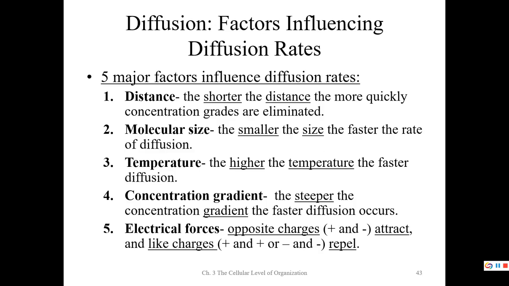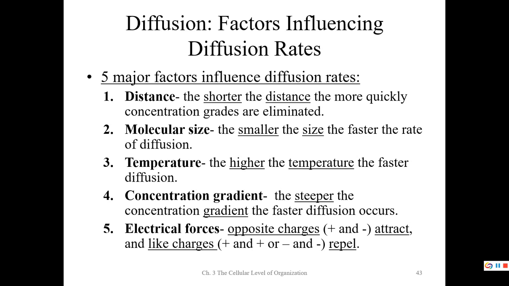Now, the diffusion we'll talk about is affected by a variety of factors that can influence how fast it goes. Distance is a very important one in biology. In any biology class, distance is very important. Why? Diffusion is like a sprinter. It is a short distance runner. It does not do long distance. The shorter the distance, the more quickly it goes, okay? It likes short distance.